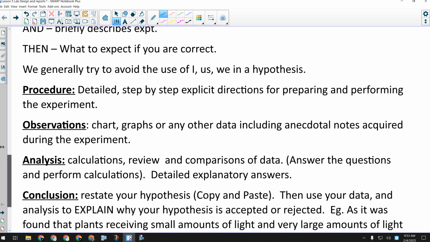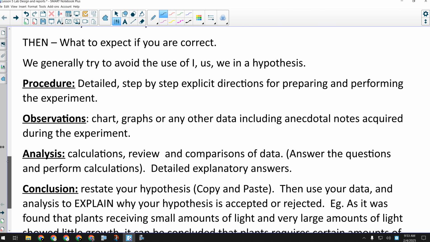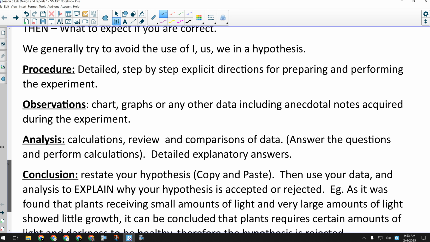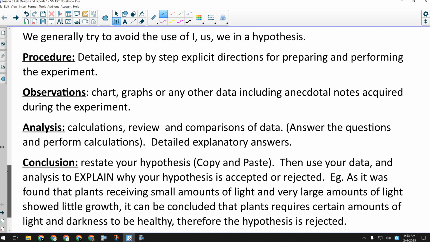The analysis is usually going to be questions or calculations. They're going to be there already. You just have to do them and put them into the lab report. If you want to do them on paper and take a picture of that and insert the picture, I'm also fine with that. I just don't take anything on paper. Okay? It all has to be done in the Google Doc. All right, so you'll answer those. Make sure your answers are thorough and detailed and all of that good stuff.